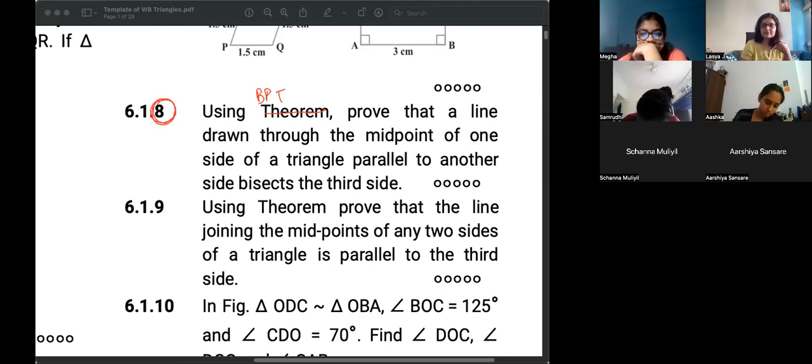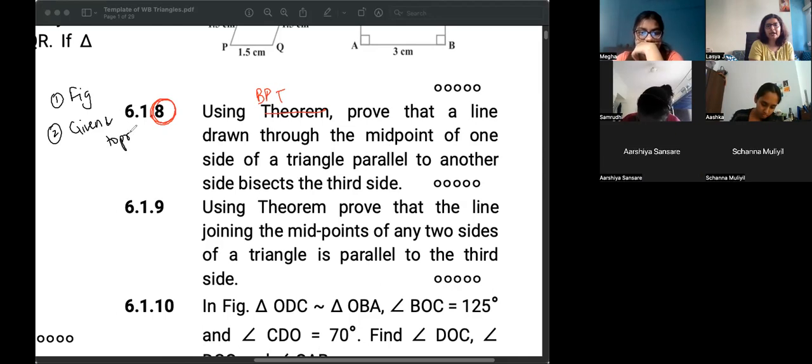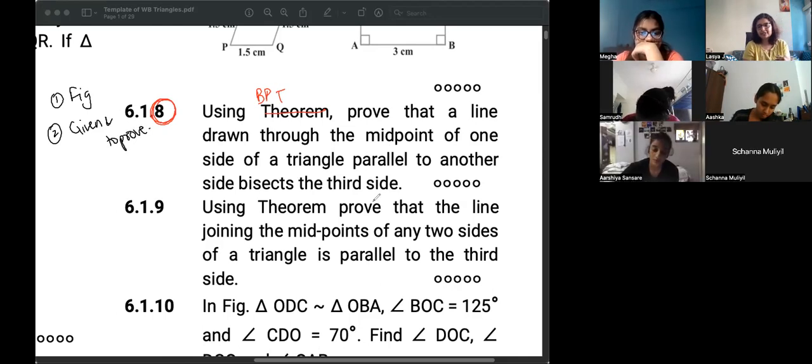So as always, in every geometry problem, you need to have the figure, the diagram of the triangle, the midpoint, the line, all of that. Then write what is given and what to prove. And this shouldn't be rewriting the question, you have to write it according to your figure. So bisects the third side, meaning you have to write it as AM equal to MB or something like that. And then give the proof.